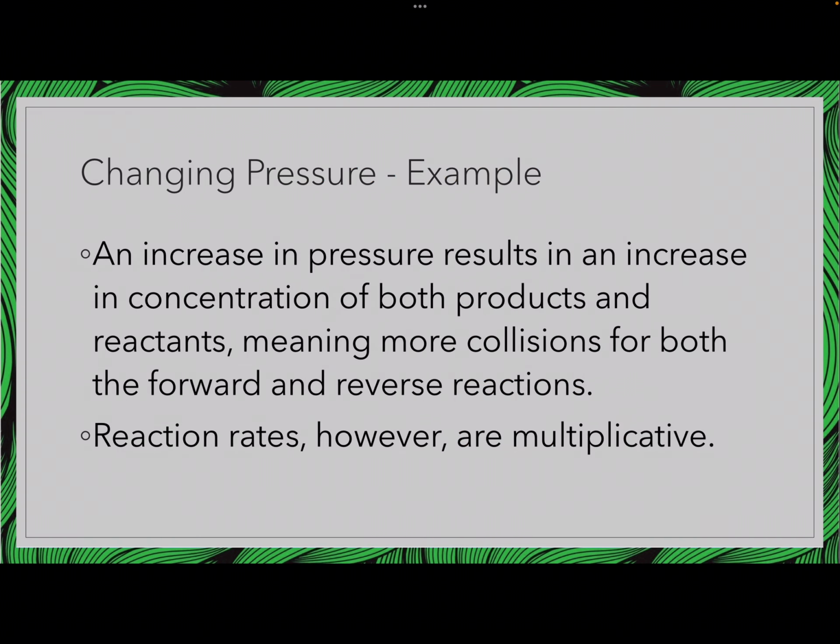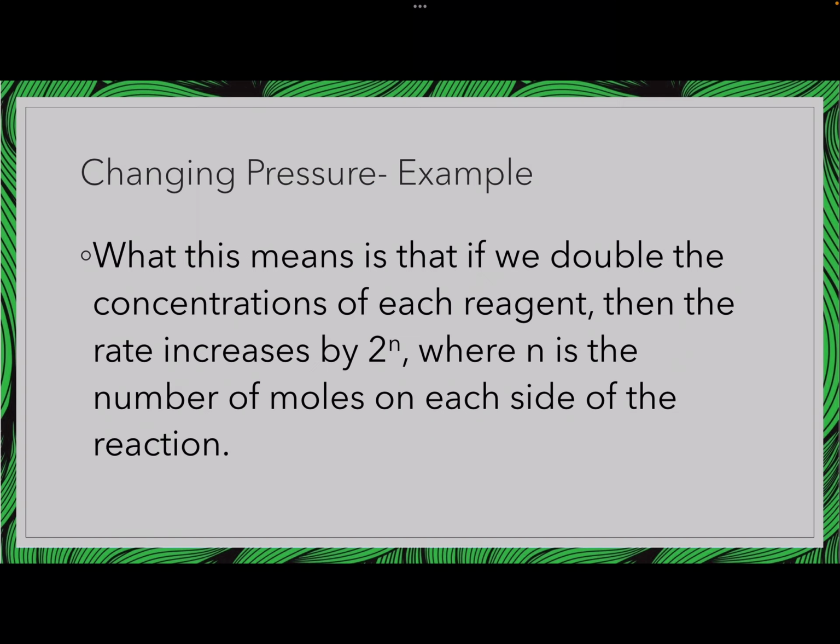Well, the increase in pressure results in an increase in concentration of both the products and reactants, meaning that more collisions for both the forward and reverse reactions are happening. But the reaction rates and the successful collisions are what we call multiplicative. Okay, so they multiply. Basically, in this example, and this isn't going to happen with all of them, it's just this specific example that these numbers are useful for. Each other one's going to be a bit different.